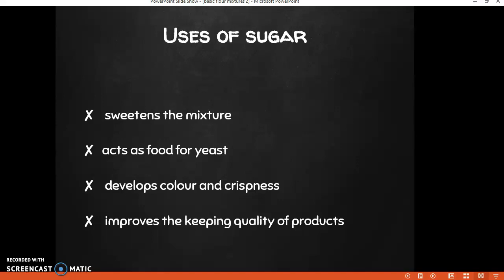What are the functions of sugar? Sugar sweetens our mixture. It also acts as food for the yeast, which helps the yeast to ferment. Then sugar adds color and crispness to baked products. It also helps to keep the product for a long time without it going bad.